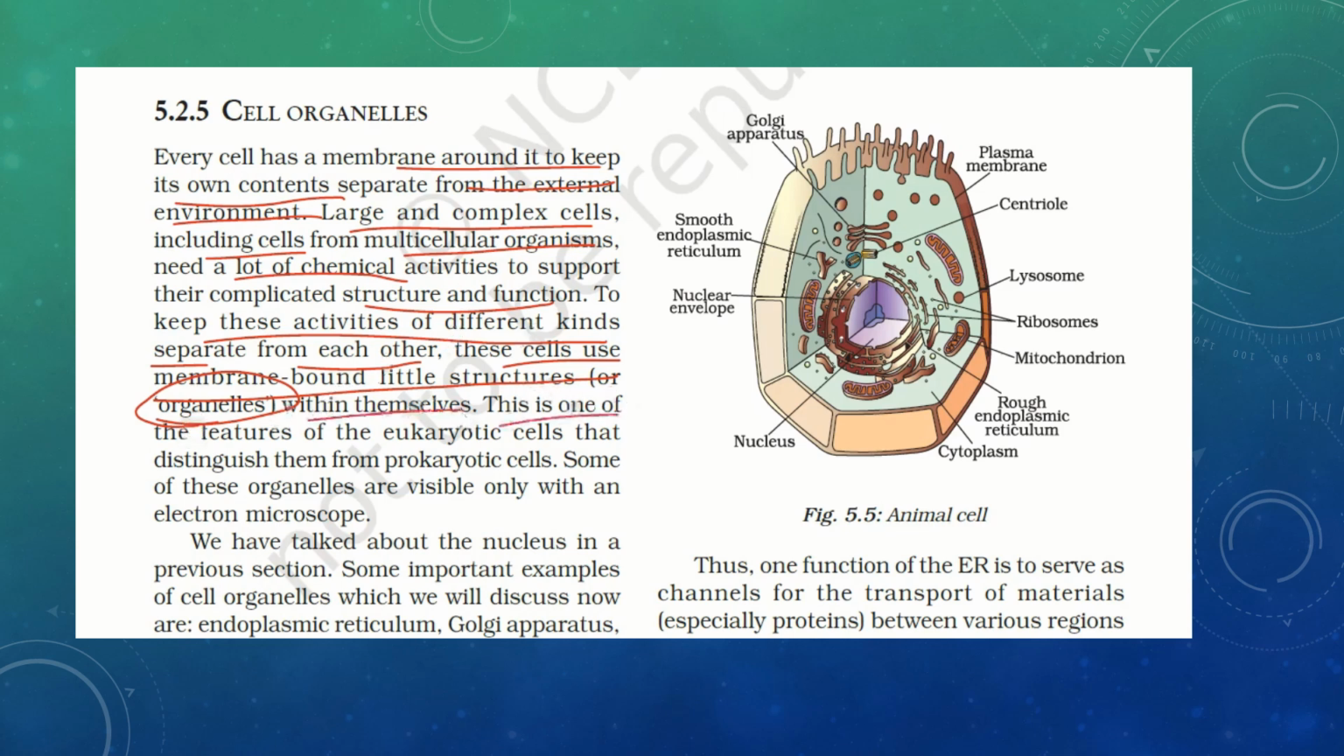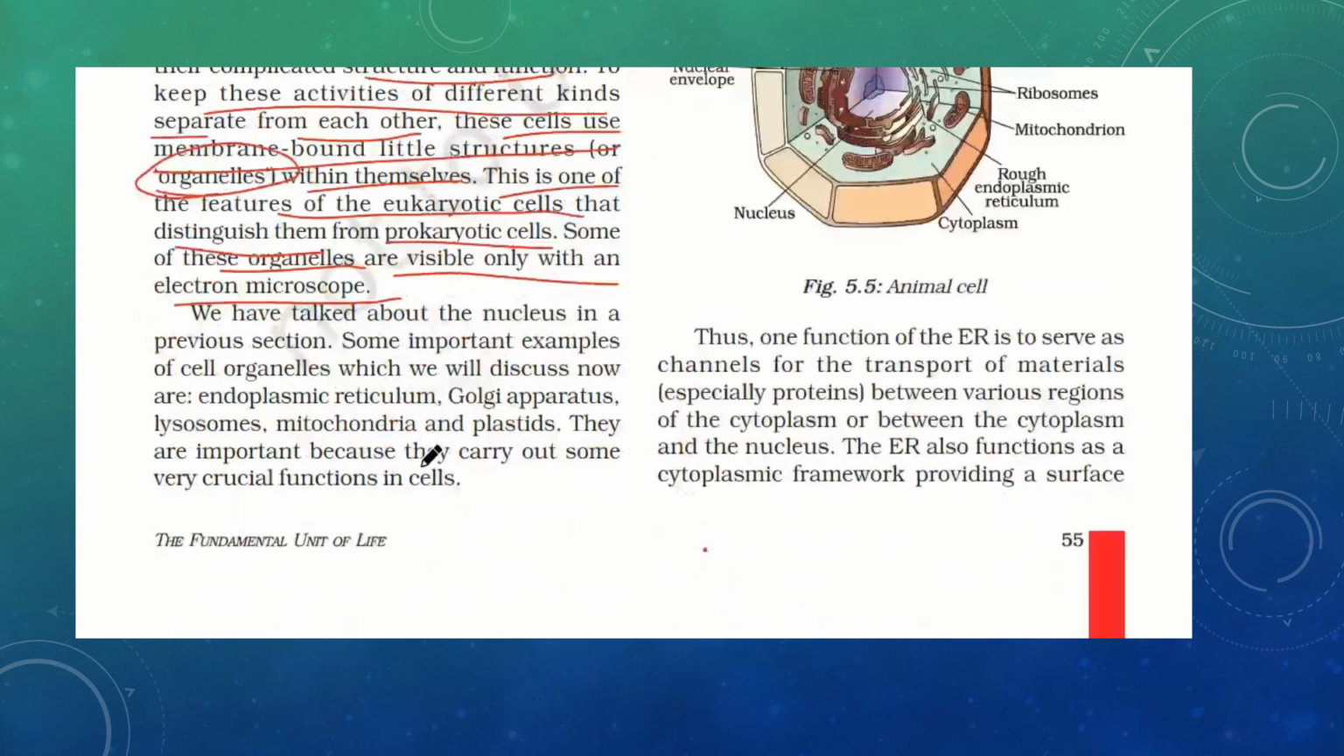This is one of the features of the eukaryotic cells that distinguish them from the prokaryotic cells. So they are membrane bound organelles. In the prokaryotic cells, they are non-membrane bound organelles. Some of these organelles are visible only with an electron microscope, right? So we can't see them with the naked eye.